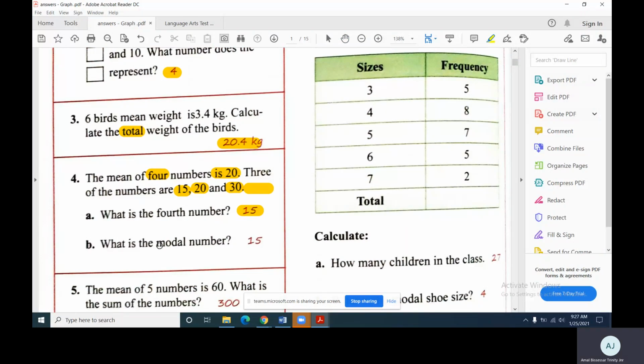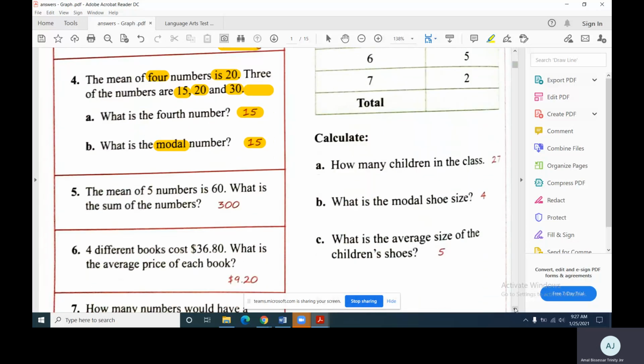The question number 2 is asking for the mode. What is the most common number? I have 4 numbers, 15, 20, 30, and 15. And the modal number or most common number is the number 15. Answer for number 4 is 15 and 15.